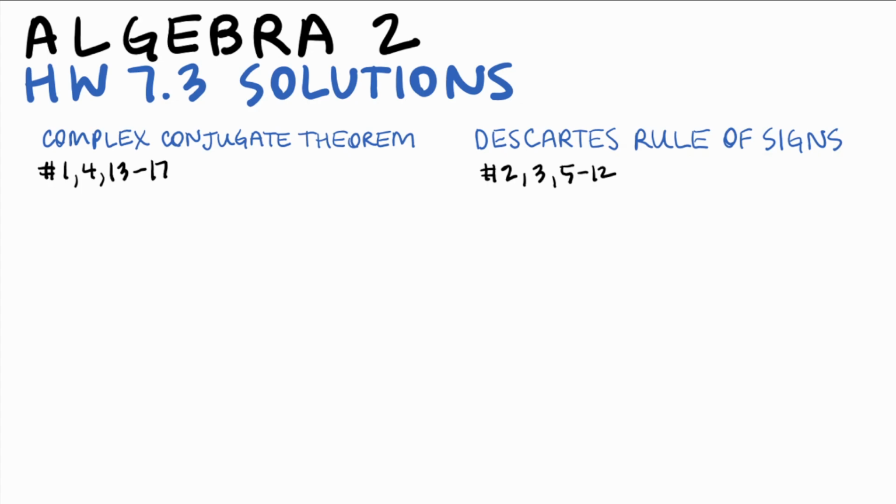If you're looking for the solutions to problems 2 or 3 or 5 through 12, those problems that deal with Descartes' rule of signs, that's going to be in a different video, and you can probably access that video by clicking a link right about there, or waiting until the end of this video, and that one will be just the suggested next video. Okay, let's start with number 1.